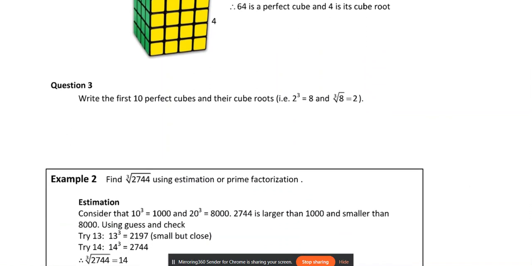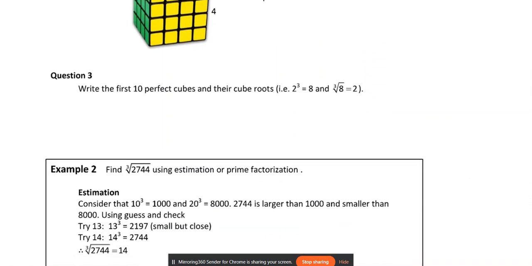So first 10 perfect cubes. Can you guys do that? I'll pause it here. Okay, so what's the first perfect cube? It's actually kind of a bit of a trick question. What's 1 times 1 times 1? 1. Yeah, so 1 itself is also a perfect cube. So it's going to be 1. And then 2 times 2 times 2? 8. So here, let's go 1, 8.